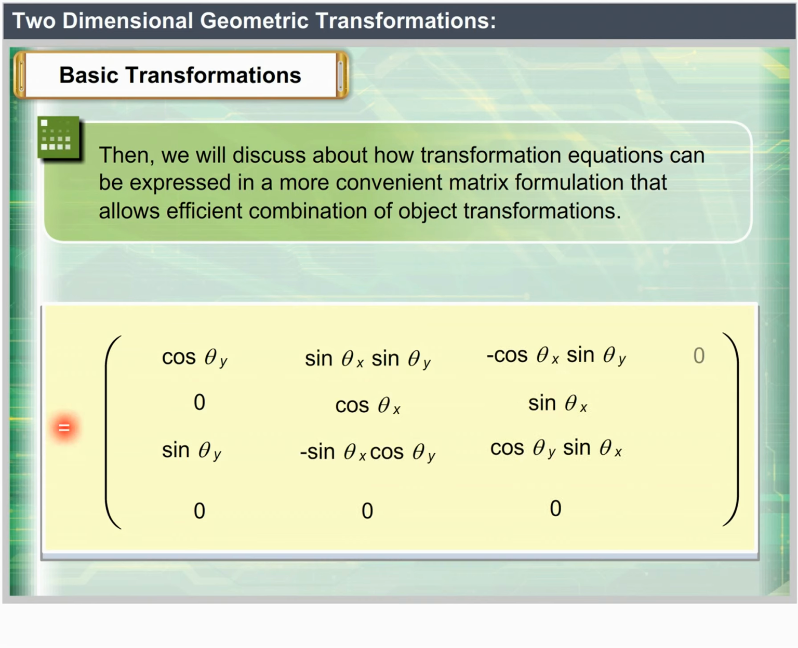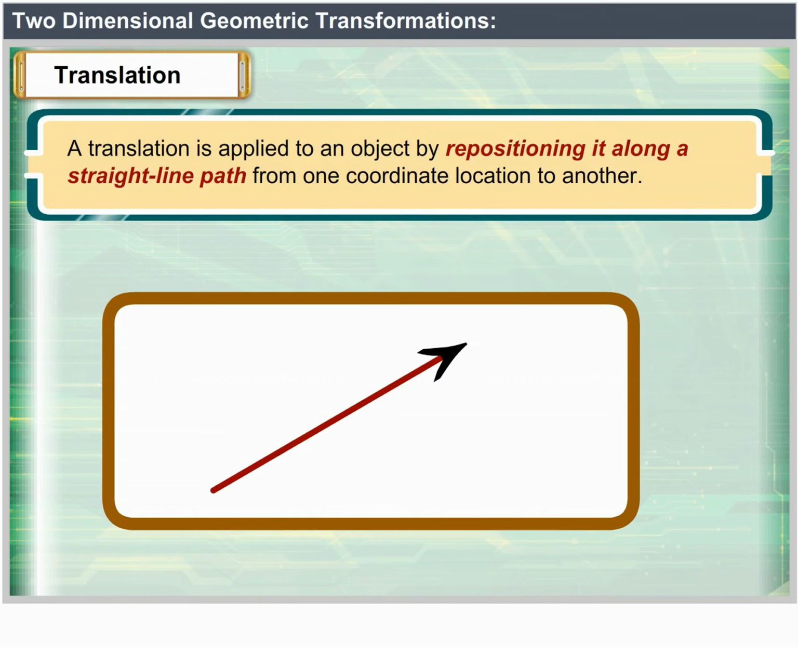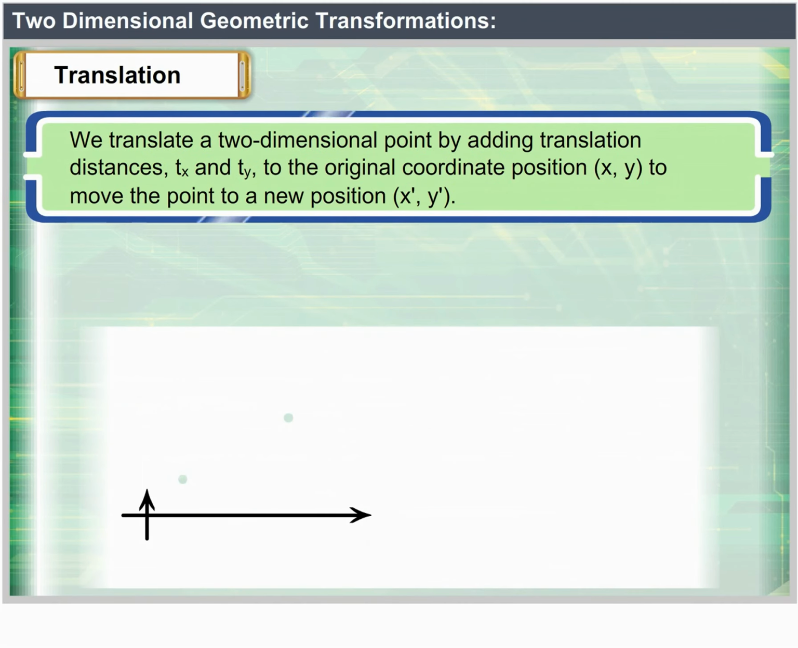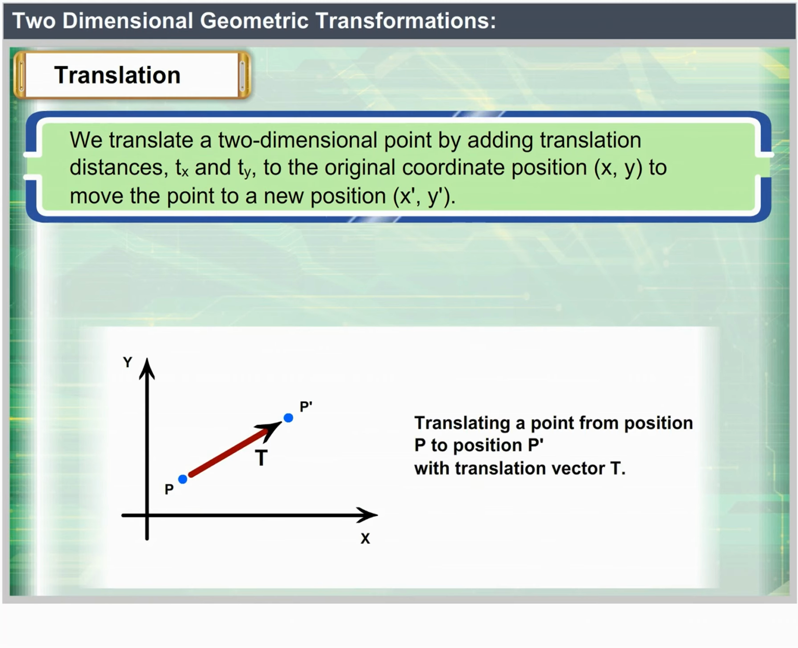Translation. A translation is applied to an object by repositioning it along a straight line path from one coordinate location to another. We translate a two-dimensional point by adding translation distances tx and ty to the original coordinate position x, y to move the point to a new position x', y'. The figure shows translating a point from position P to position P' with translation vector t.